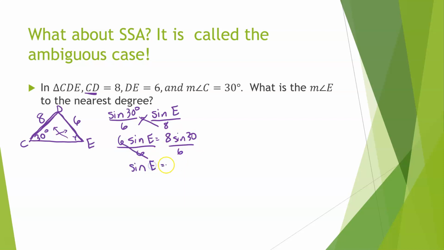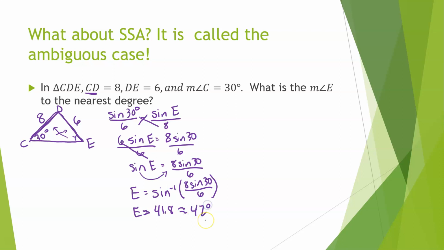And now we're back to what you learned in a previous section. Anytime you need to solve for the angle, basically I have to think about how can I get the sine over there? That's inverses. So I would do E equals the sine inverse of 8 sine 30 over 6. Now I'll show you in a bit how to type that into your calculator, but for now, I'm just going to tell you that when I typed that into my calculator, I got about 41.8. So I'm going to say it's about 42 degrees. I'm just going to round it to the nearest whole number.